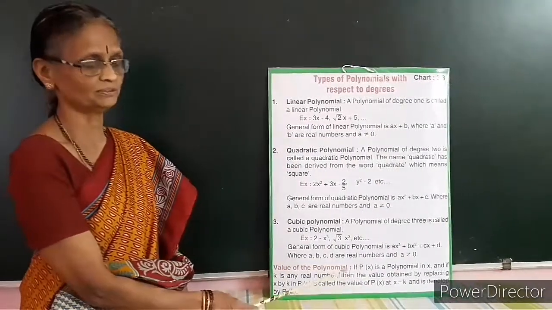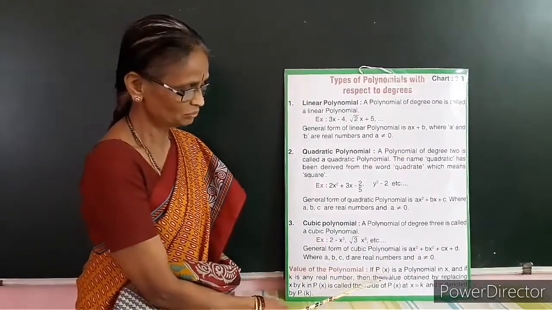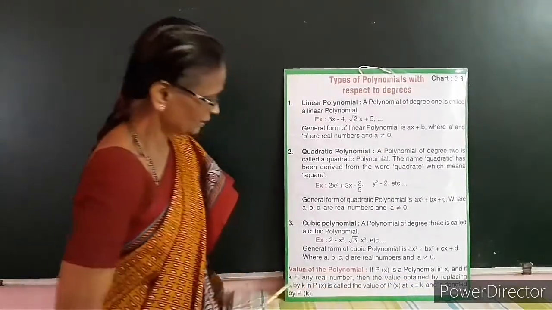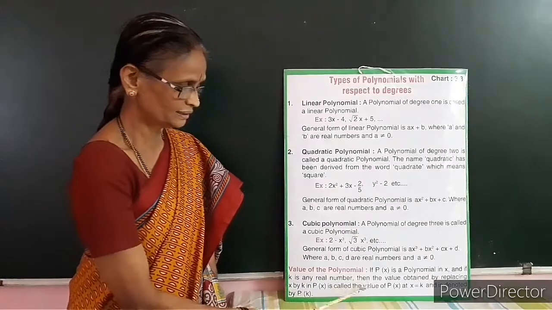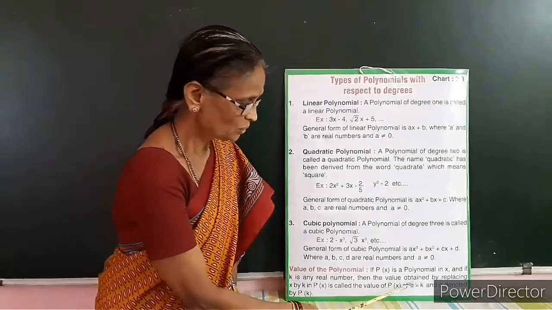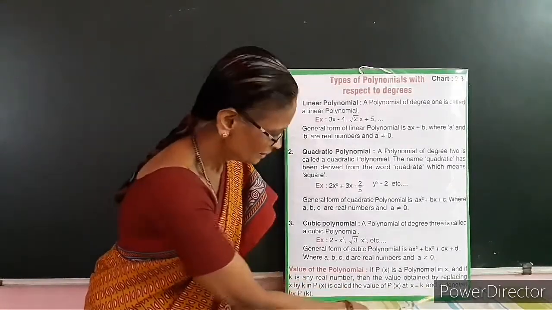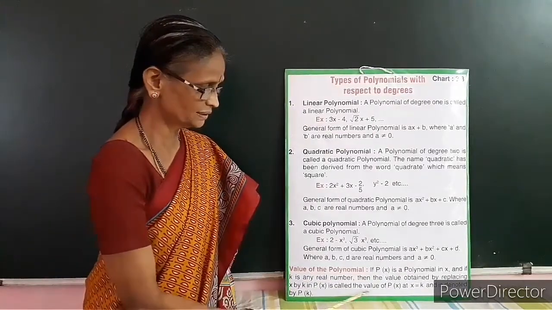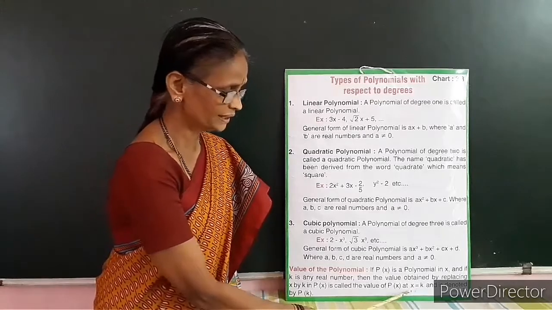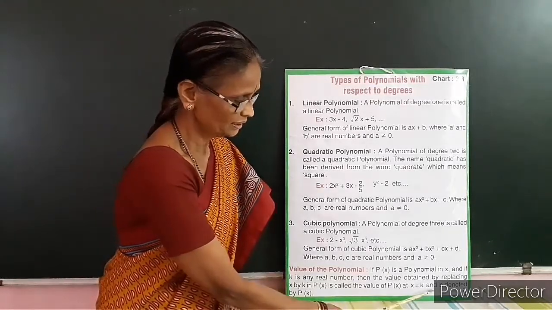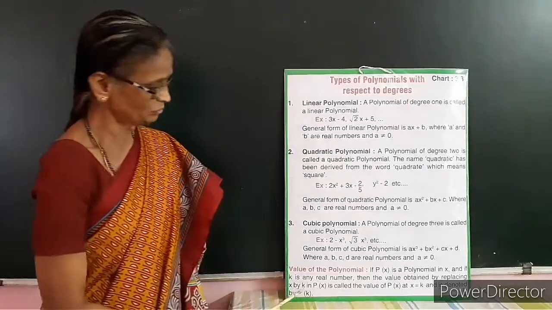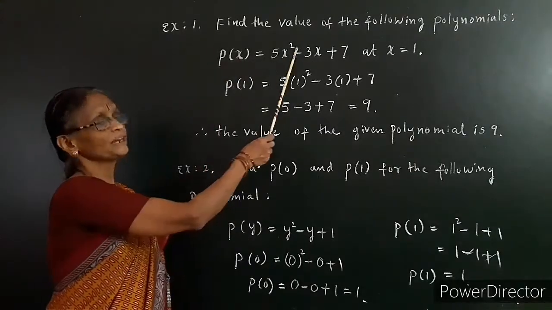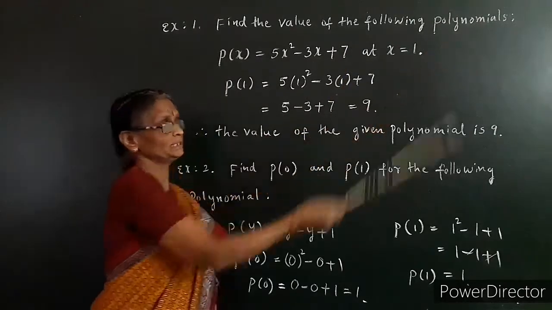Now how to find out the value of the polynomial? If p of x is a polynomial in x and if k is any real number, then the value obtained by replacing x by k in p of x is called the value of p of x at x equal to k and is denoted by p of k. Children, I will show an example of how to find the value of the given polynomials.